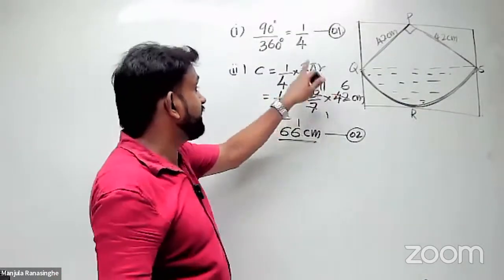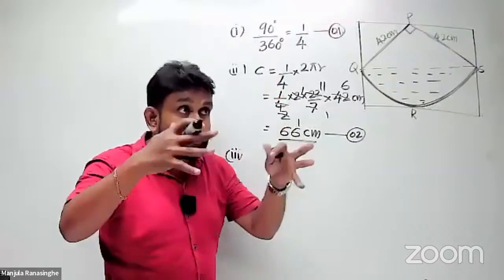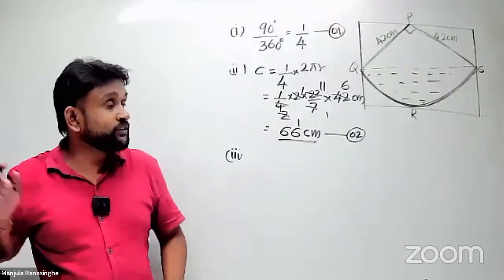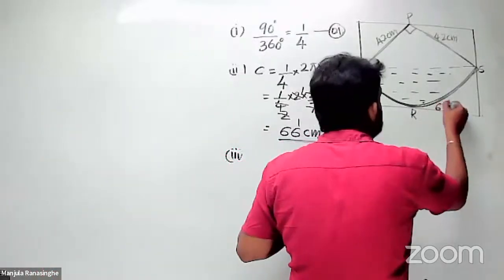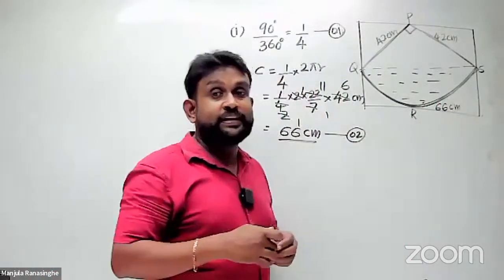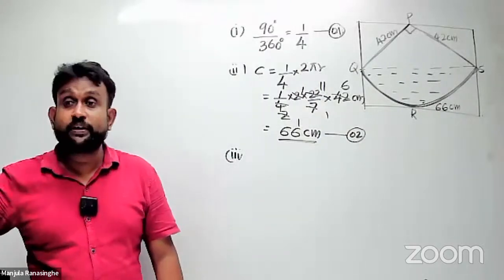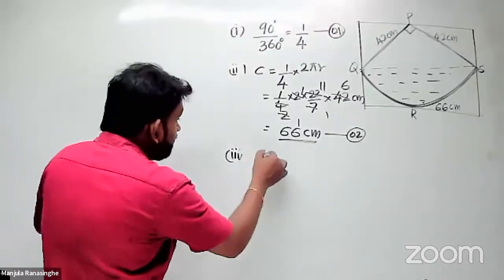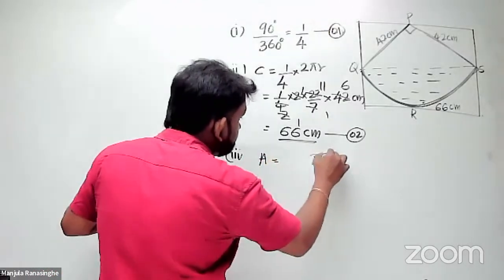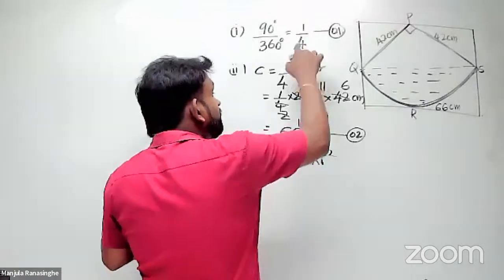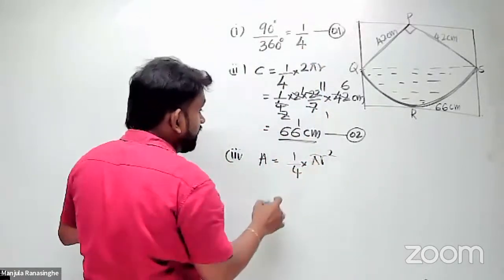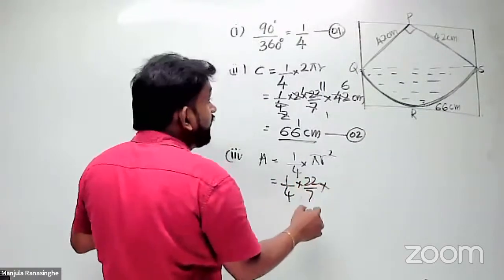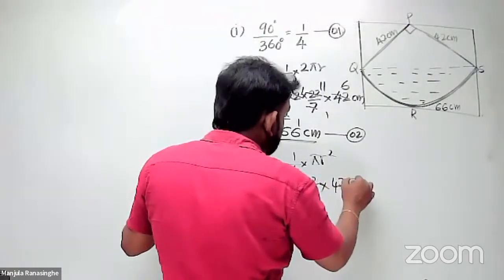Remember the formula, and this is fraction-wise from the circle, how much. So that QRS length is 66 centimeters. Then they ask, find the area of the sector PQRS. So they are asking the area. So how to find the area? Full circle area is πr squared. So here as well, 1/4 of that, 1/4 into πr squared. Substitute 1/4 into 22 upon 7 into r squared, 42 into 42.